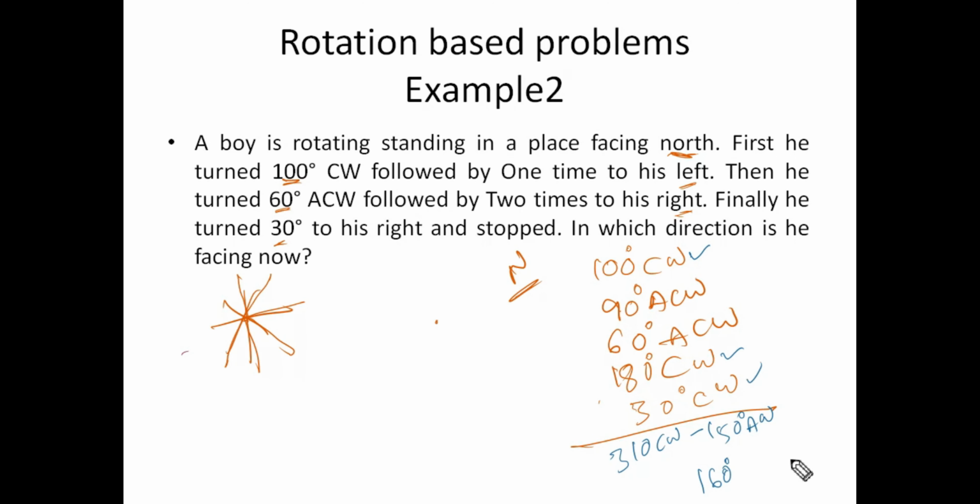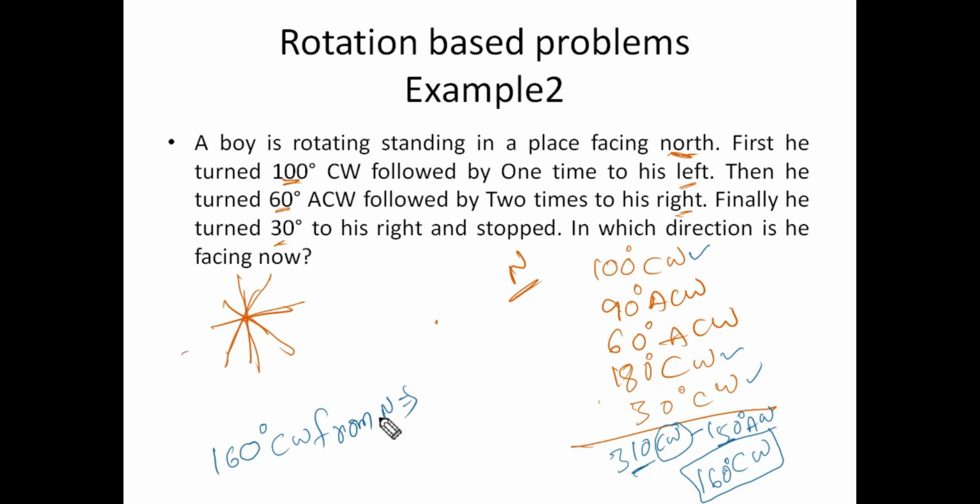So which direction do we have to consider now? What is the bigger angle direction? Is 310 bigger or 150 bigger? 310. What is its direction? Clockwise. So we'll consider the resultant direction as clockwise only. Now 160 degree clockwise. So our answer will be 160 degrees clockwise from north.